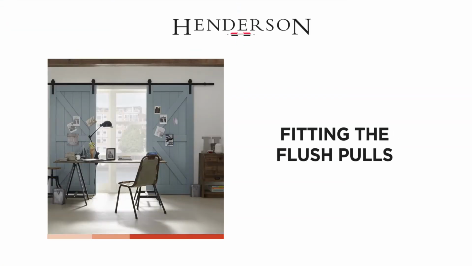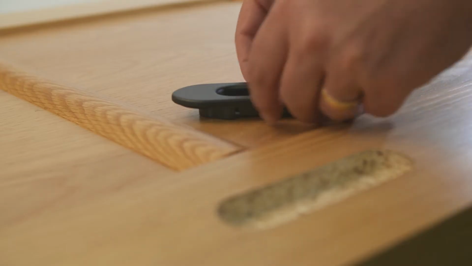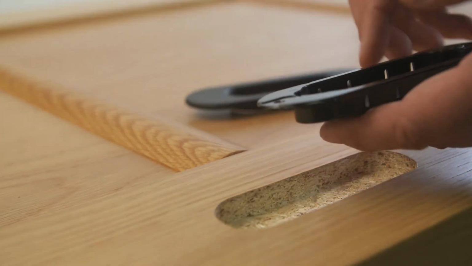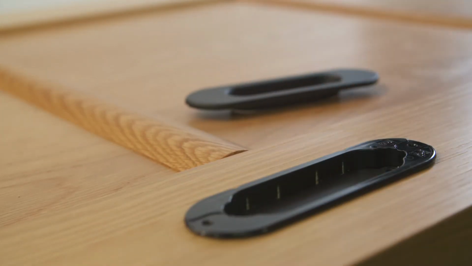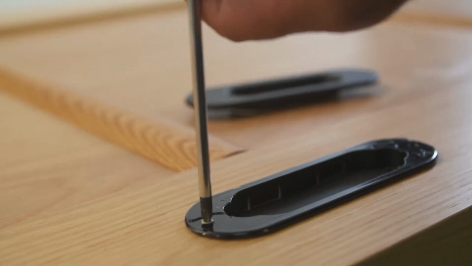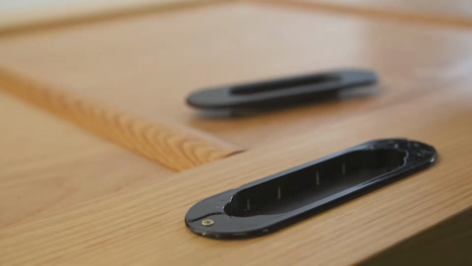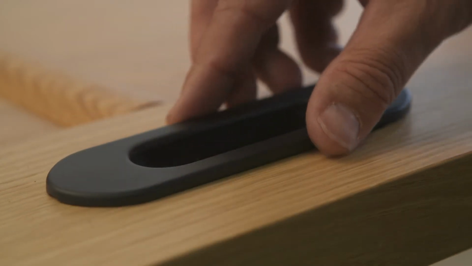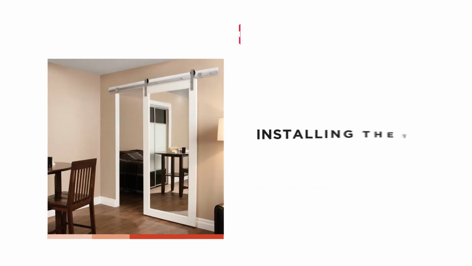Fitting the flush pulls. Separate out the two parts of the flush pull. Place the bottom half into the pre-routed area using a screwdriver to screw in place. Push the top half of the flush pull into place until you hear a click. Repeat this for the second flush pull on the reverse side of the door.